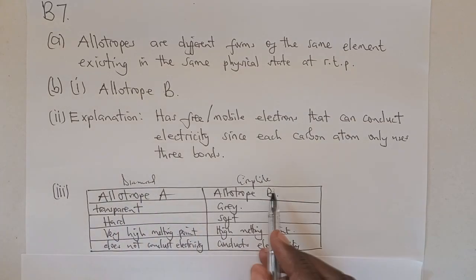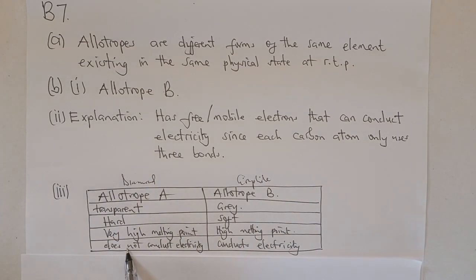So now these are the differences. Allotrope A does not conduct electricity. Allotrope B conducts electricity. Now, apart from this, give any other difference. Okay, so we know that allotrope A has a higher melting point than allotrope B. This is how you can state this. But of course, I said very high melting point, high melting point. So this is to show that allotrope A has a higher melting point than allotrope B.